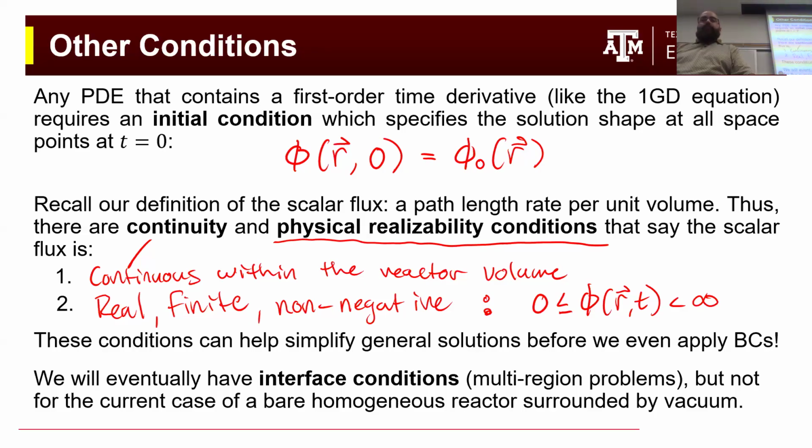Eventually, when we get to multi-region problems, we'll have interface conditions. But for right now, with the bare homogeneous reactor, our boundary is just the vacuum. So in general, if we're talking about what we need to know about a partial differential equation, we want to know about our boundary conditions, our initial conditions, and we need to know continuity and physical realizability conditions. Those are all that's going to be required to solve a problem like the one group diffusion equation.